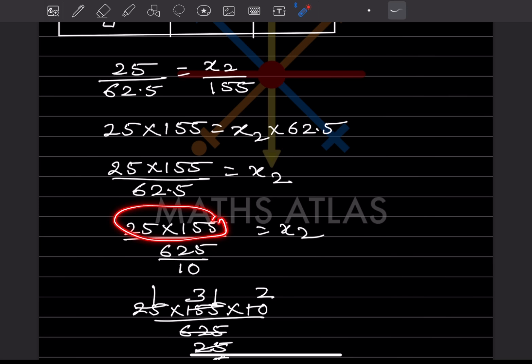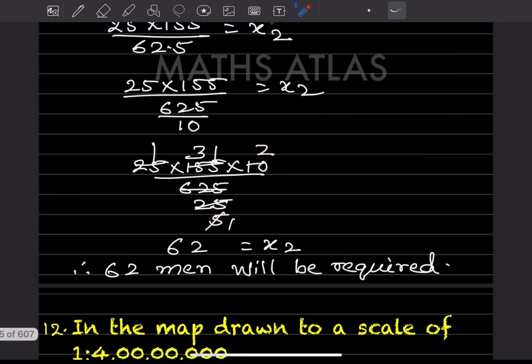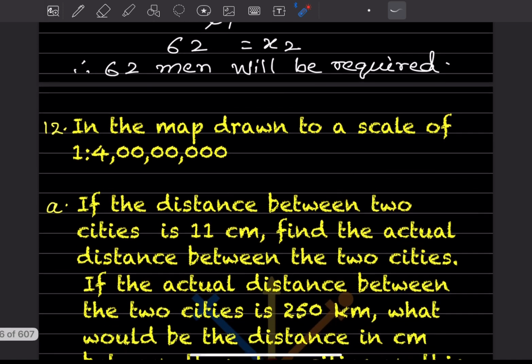So this is the numerator as it is. This will get flipped over, so 10 will go in the numerator and 625 stays as it is. So 25 ones are 25, 25 fives are 625. Simplifying this, you get 31 here. So 5 ones are 5, 5 twos are 10. So x2 will be 62. So we can say 62 men will be required.